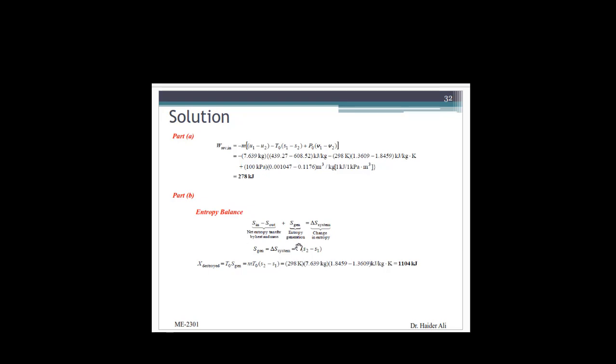Similarly, if we apply the entropy balance, we have net entropy transfer, entropy generation, plus delta S, right? Entropy generation equals mass times (S2 minus S1), since it's a specific entropy, and exergy destroyed is equal to T naught, which is the temperature of the ambient, times S generation, which is calculated from S2 minus S1. We have all these terms, and we calculated that the exergy destroyed is 1104 kilojoules.